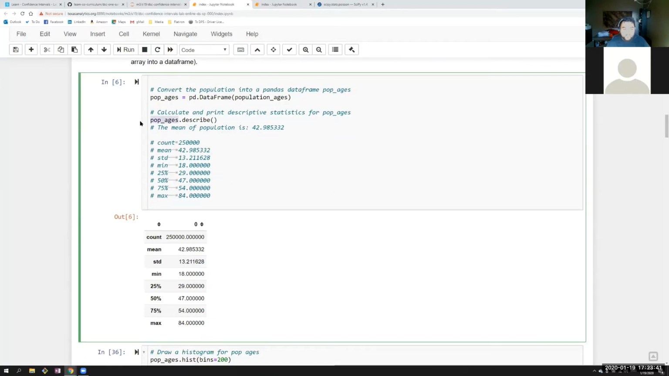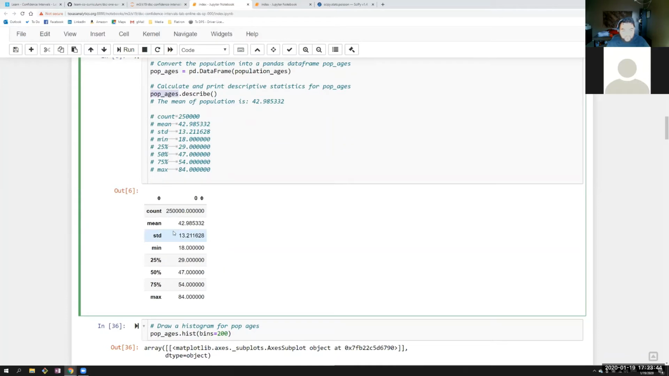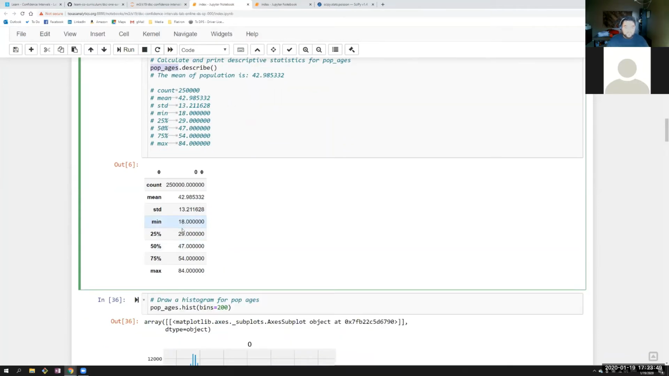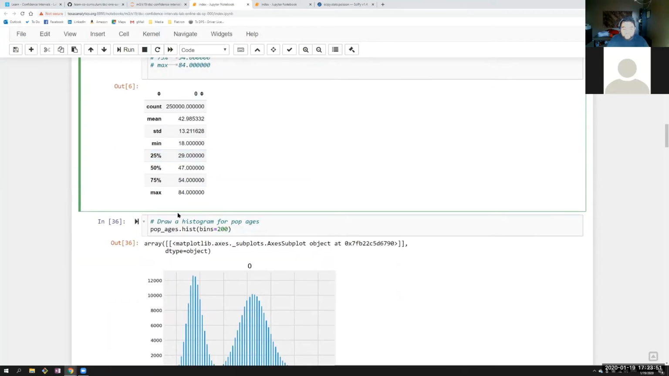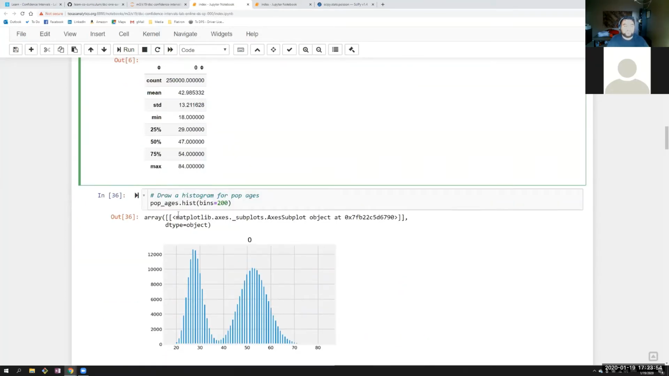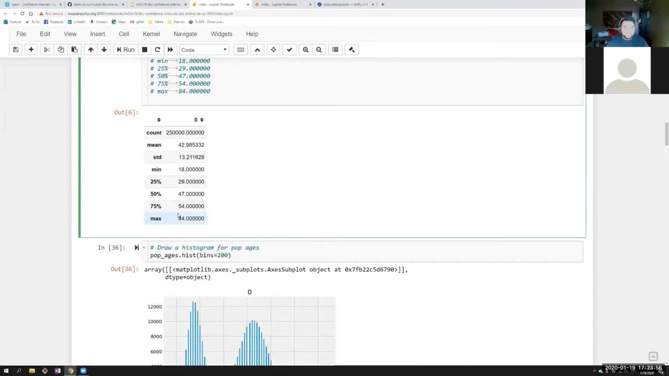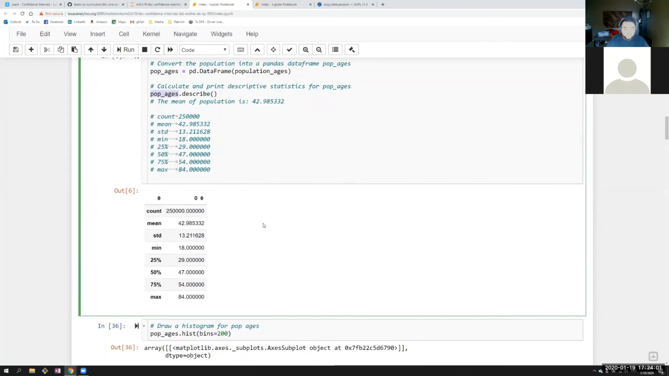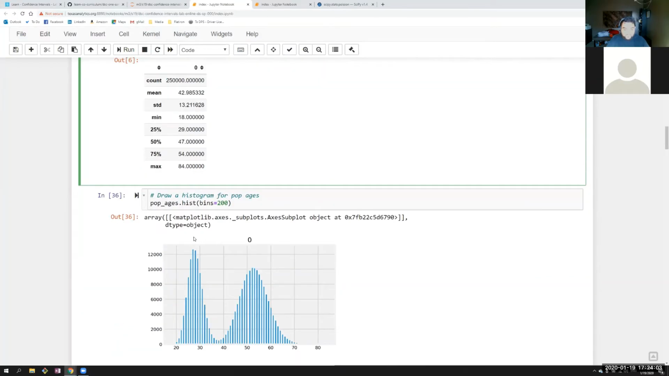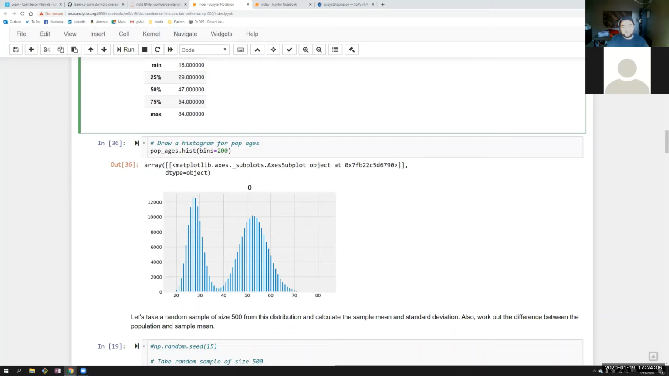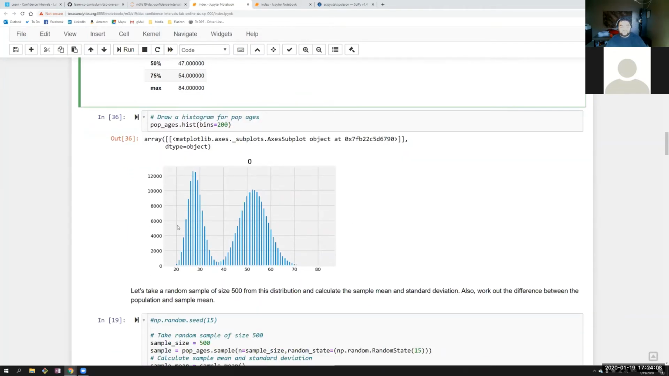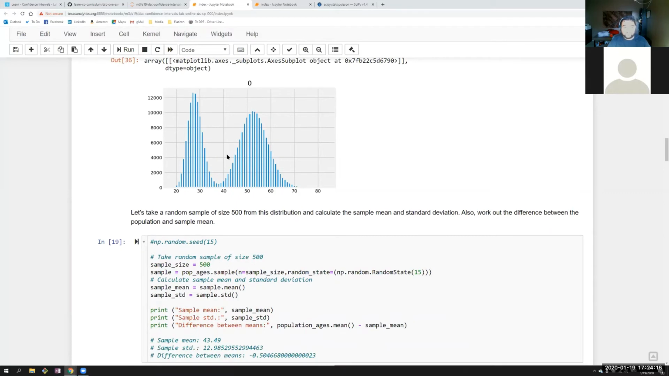We're going to describe population ages, right? The mean is 42, the standard deviation is 13, the minimum is 18. Oh, I think it has something to do with the fact that 18 is the minimum voting age. Yeah, okay. So that's what they're doing. And then they just draw a histogram for the whole thing. So this is our population distribution, and it's not a normal distribution because it has two peaks. That's what makes it bimodal.